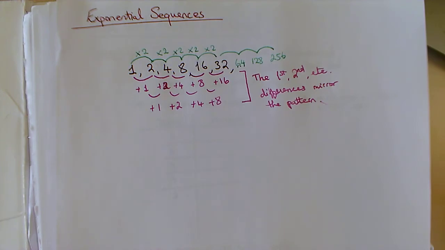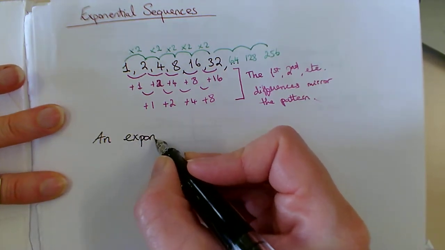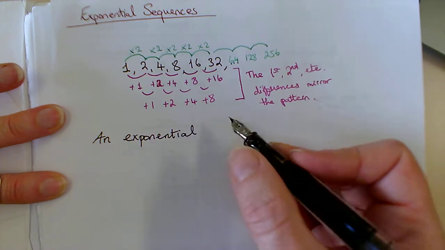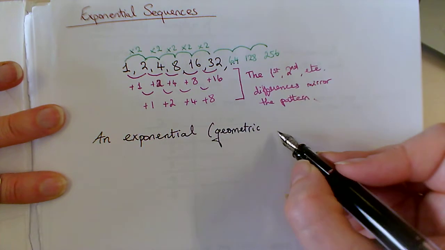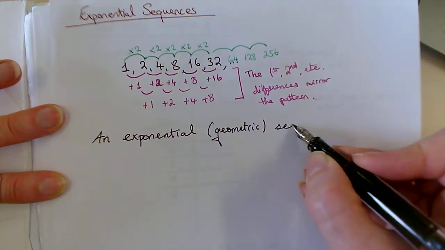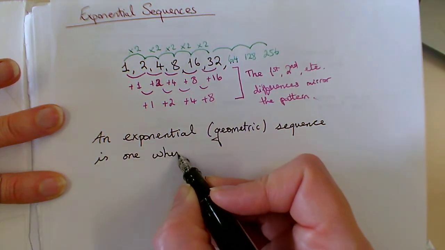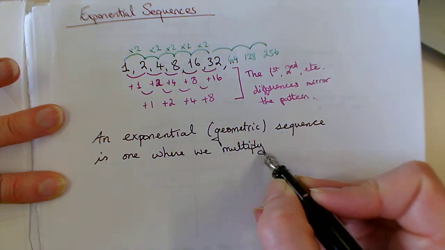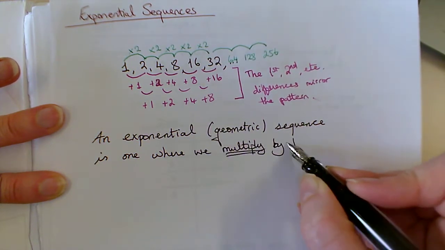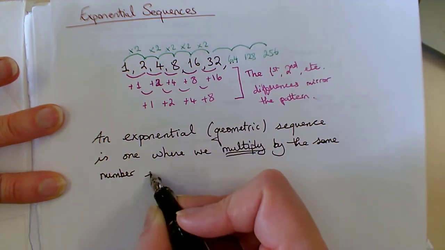So now we can write down a definition for an exponential pattern. An exponential pattern, and they're sometimes called geometric, but we don't really use that word for it till senior cycle. An exponential or geometric sequence is one where we multiply, not add or subtract, but multiply by the same number every time.